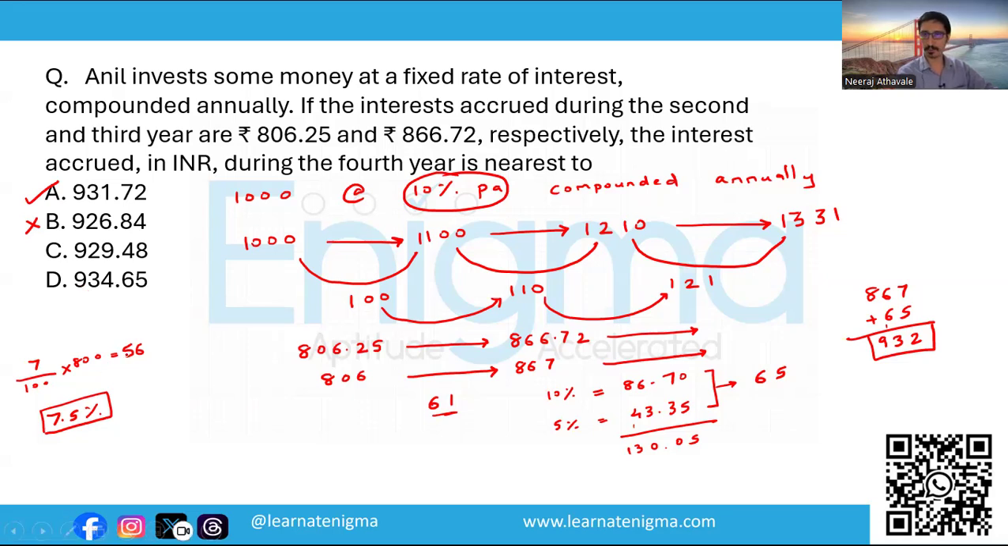Now, actually speaking, this question is quite difficult because the options are quite near: 931.72, 934.65. So you have to be very careful and solve this question.